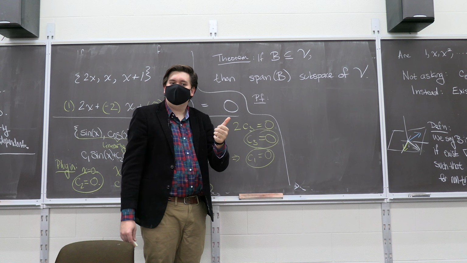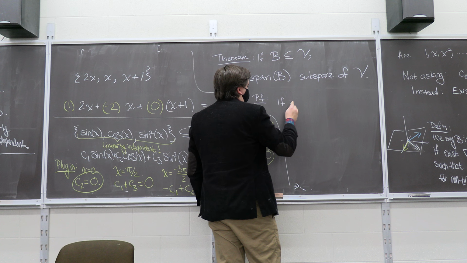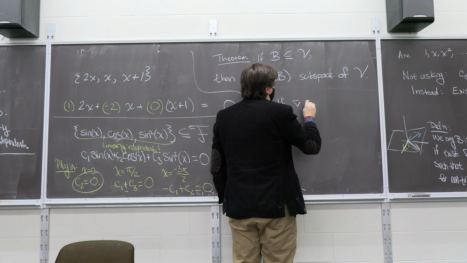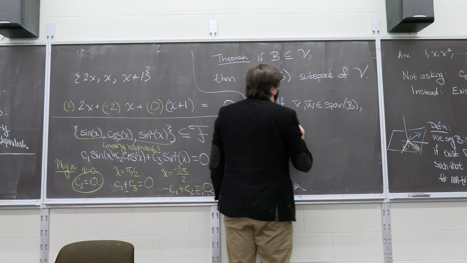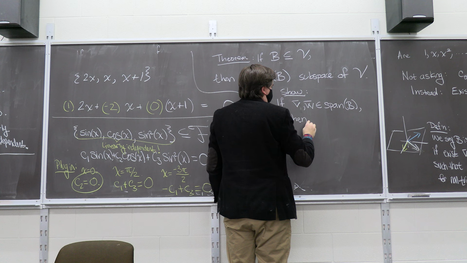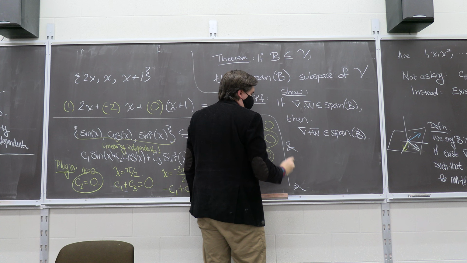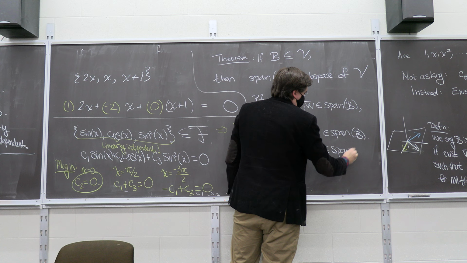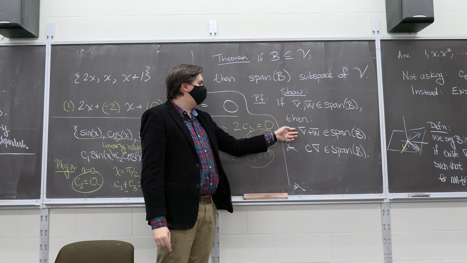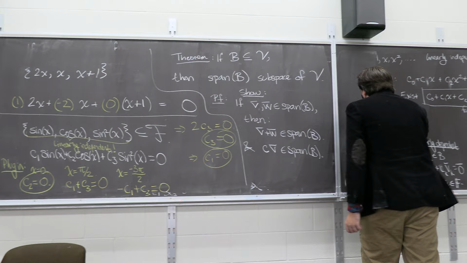That is, we want to show two things. If V and W are both elements of the span of B, then here's what we need to show. We want to show that V plus W is also an element of the span of B. That's closure under addition. And we want to show that any multiple of V is an element in the span of B as well. Then we'll have that it's both closed under addition and scalar multiplication. But now that we know what to do, it's not so bad.